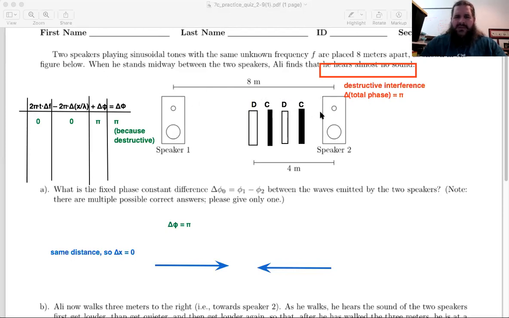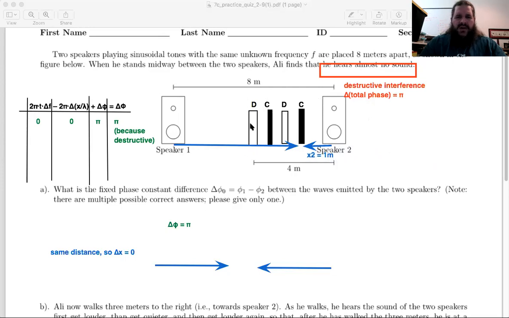So we could actually fill in some path lengths there. 1 meter from speaker 2 means how far from speaker 1? Wait, sorry, is the leftmost box where the person is originally?